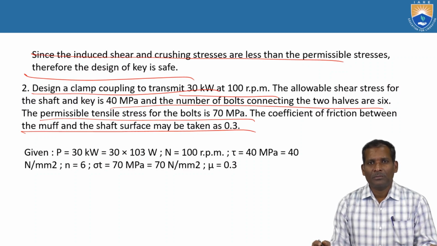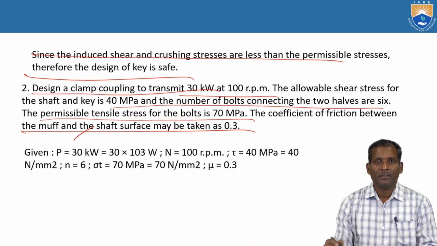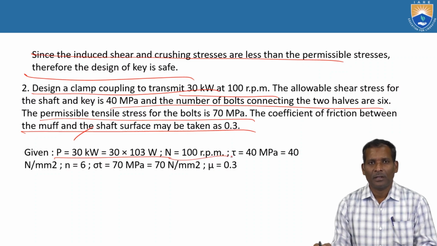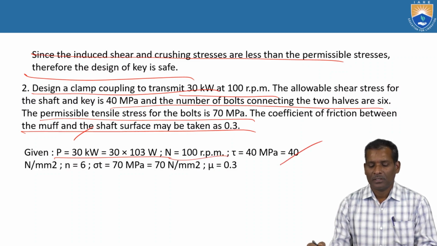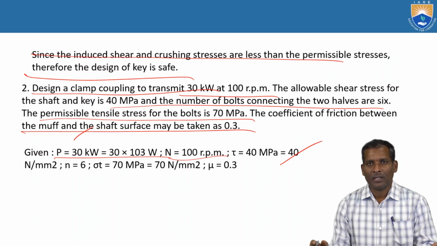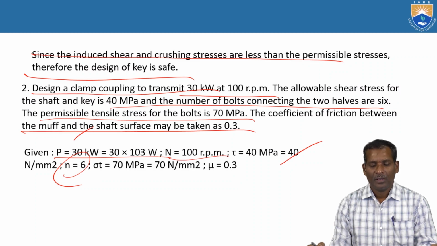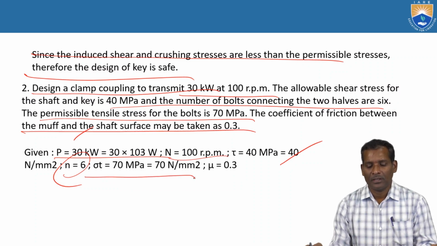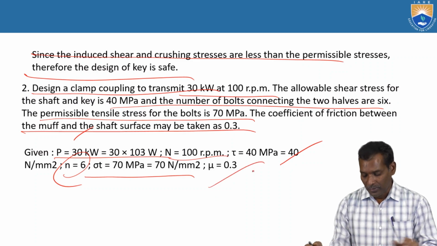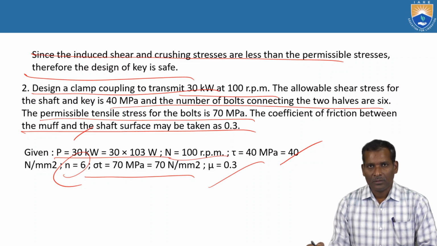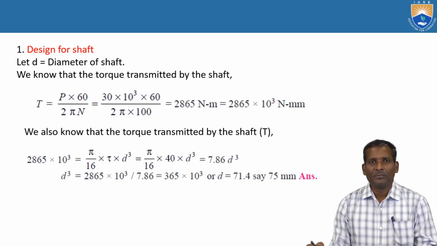For any design problem, first write down the given data: P is 30 kilowatts, N is 100 rpm, and tau, the shear stress value for the shaft and key, is 40 Newton per mm square, the same for both. The number of bolts is 6, sigma T, the permissible tensile stress, is 70 megapascal, and mu is also given. Now we will see the steps.